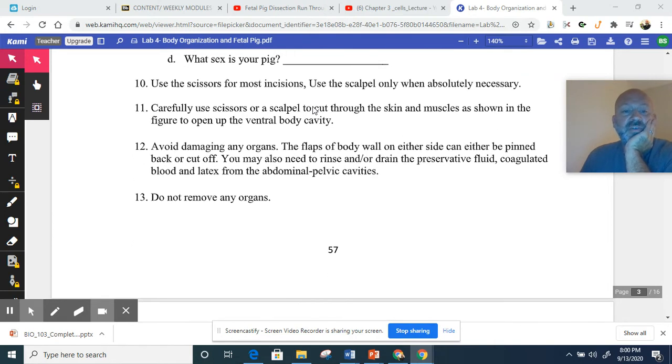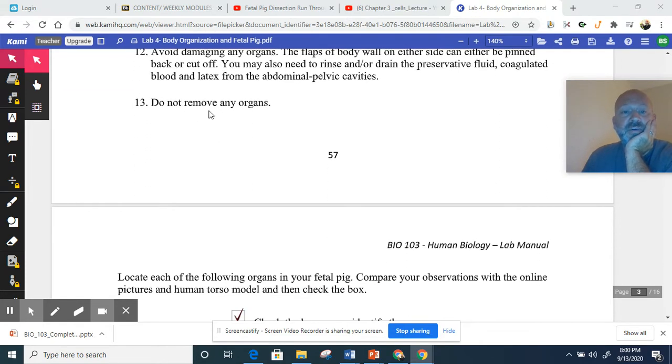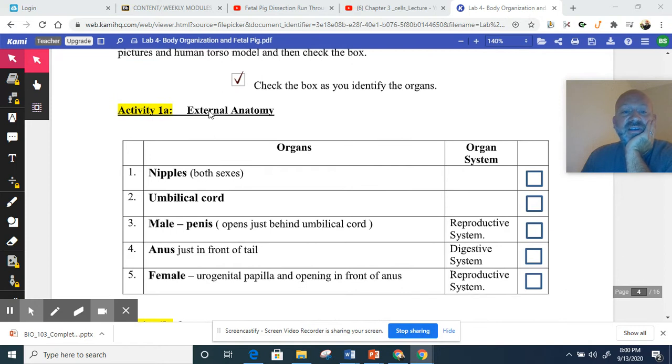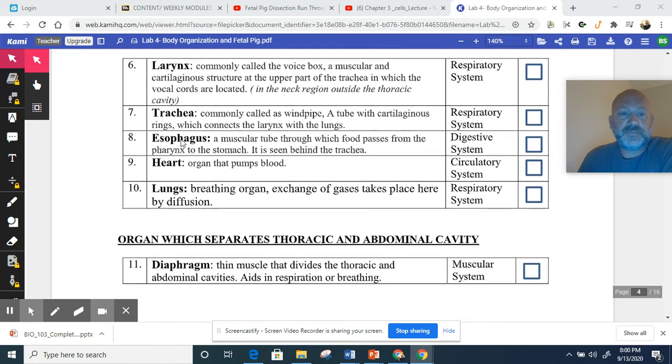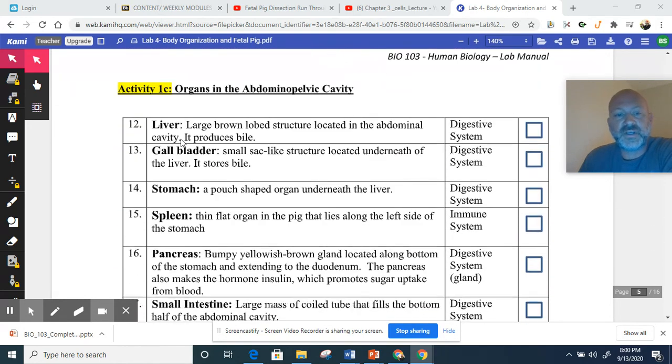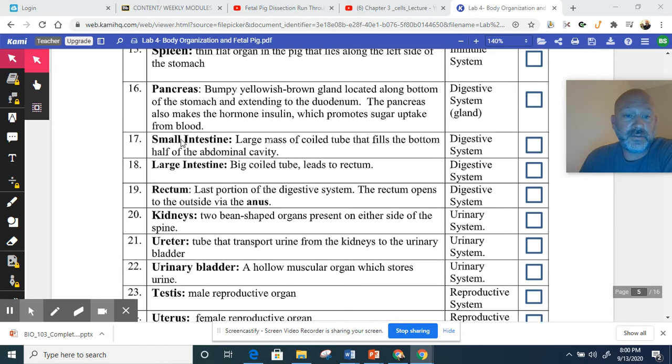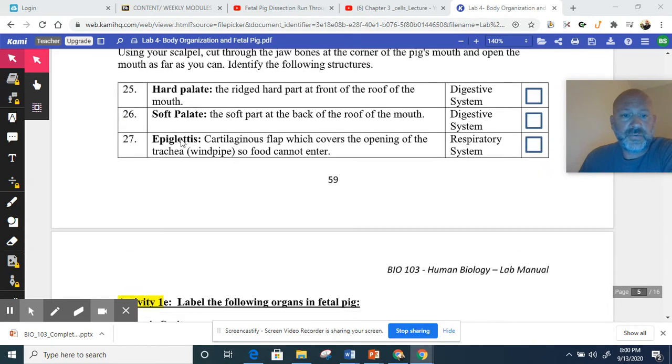So you would probably be doing that first, and then you would get your pig on its back and start cutting it open, being careful not to cut into any internal structures as you try to open up the different cavities. This is just a list of structures that the college is asking you to find. All right, so we'll go through this list.